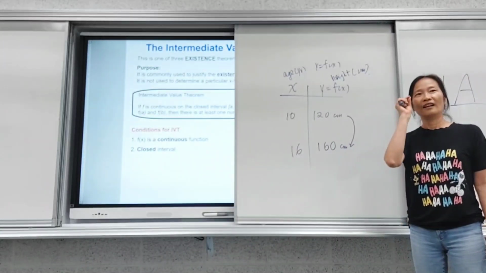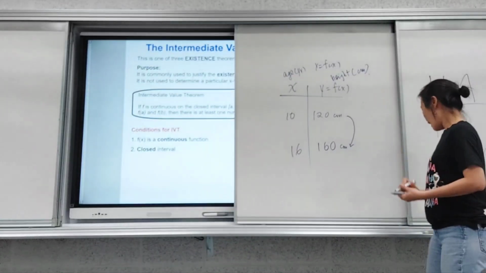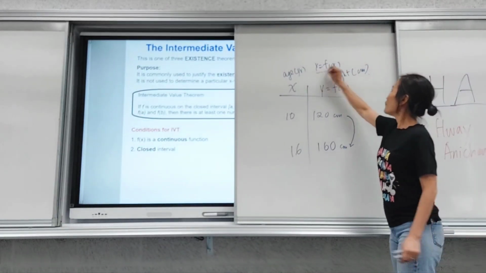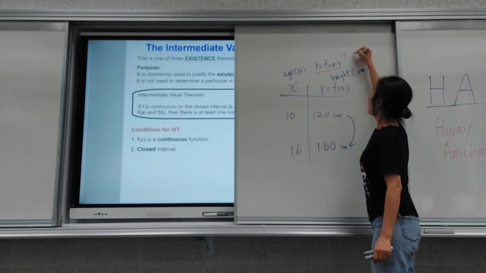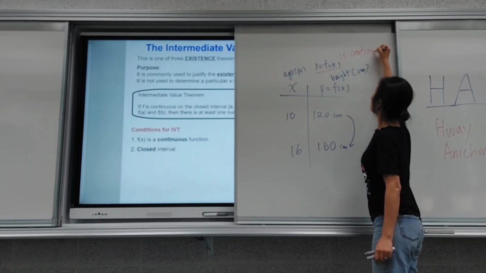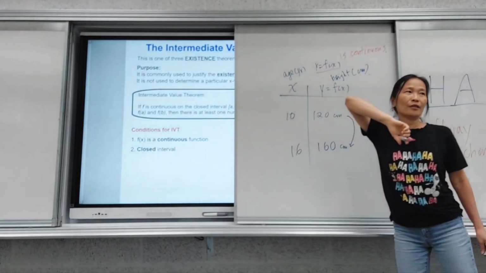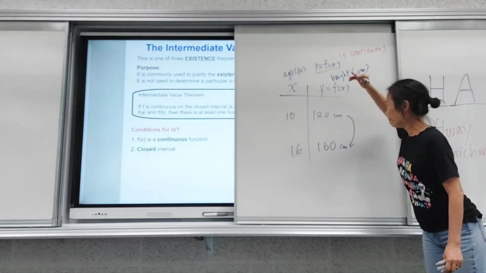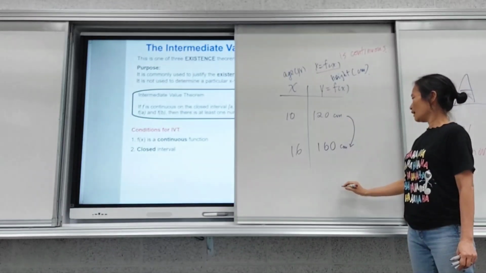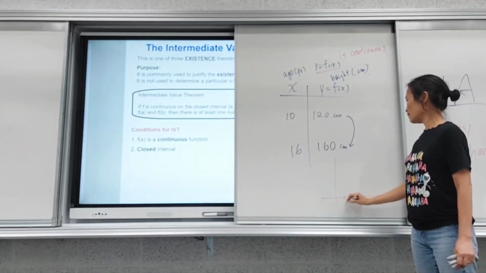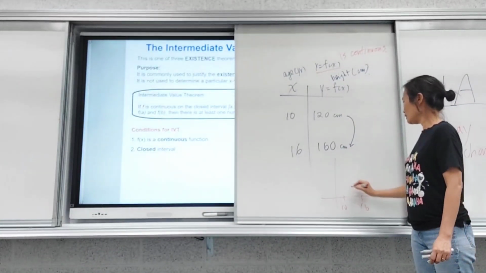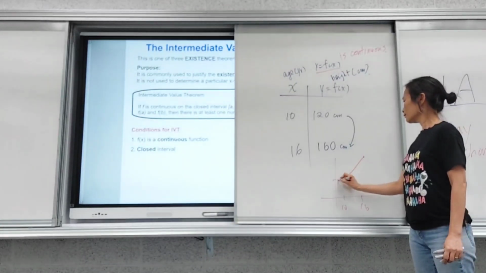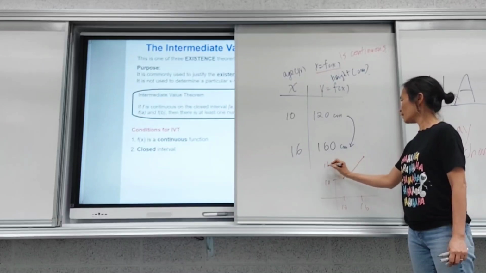So that's why it is so important that in order to use the intermediate value theorem, f needs to be continuous. Otherwise, you cannot use this theorem. So when you go from 120 to 160, this is 10, this is 16, it is continuous. 10-year-old, 16-year-old.